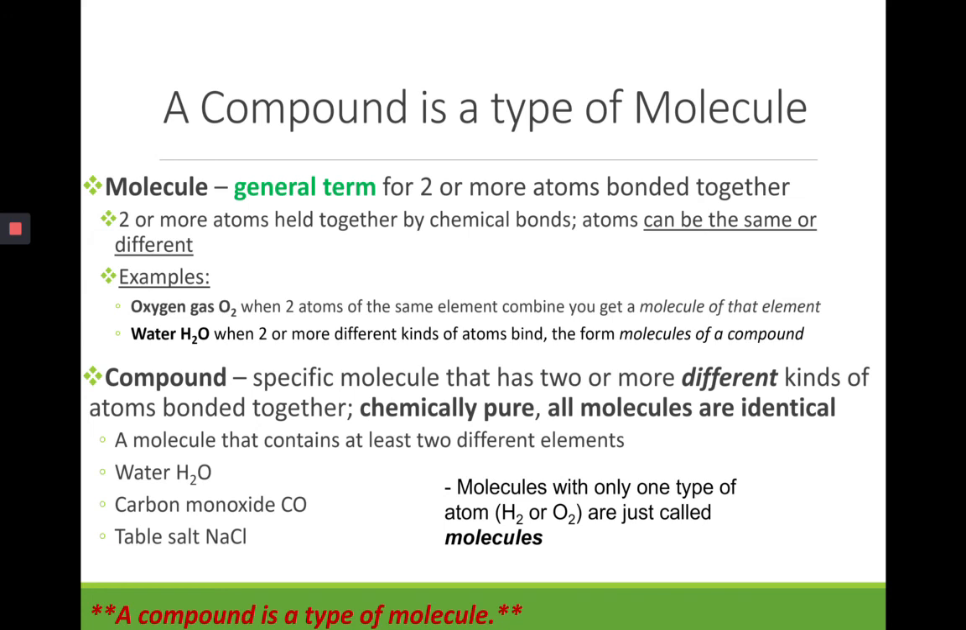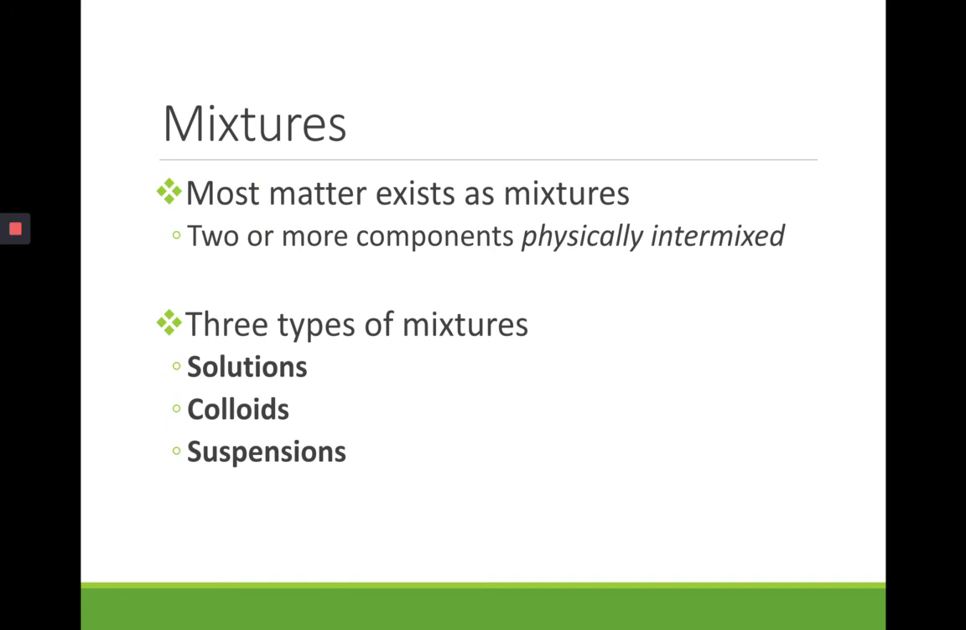Let's also look at mixtures. Mixtures are going to be how most matter exists, and it's when 2 or more components are physically intermixed. A good example of a mixture just to always think about is sand and water. Water is H2O, sand is made up of carbon components and other atoms, but if you mix them together, 2 separate chemically bonded things mixed together, you've made a mixture. There's 3 types of mixtures: solutions, colloids, and suspensions.